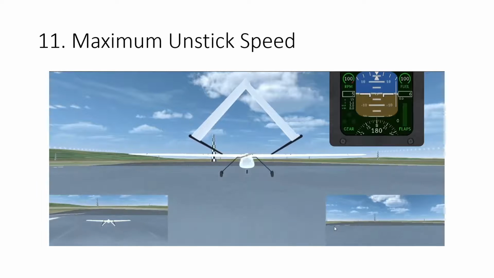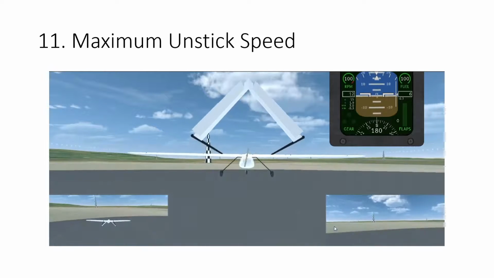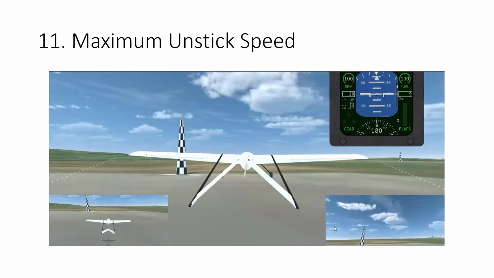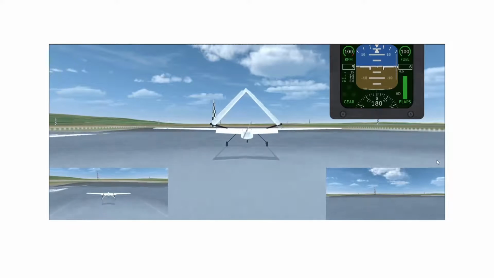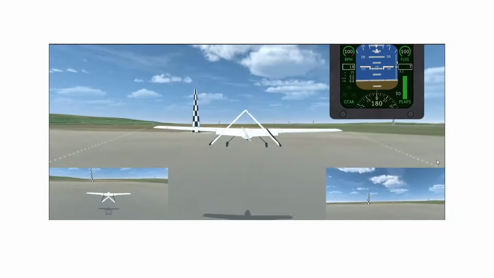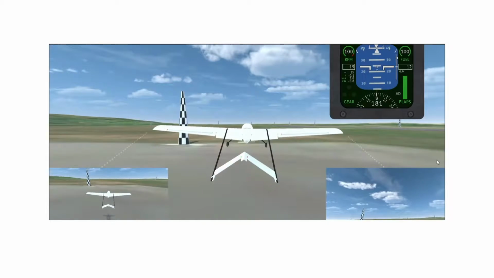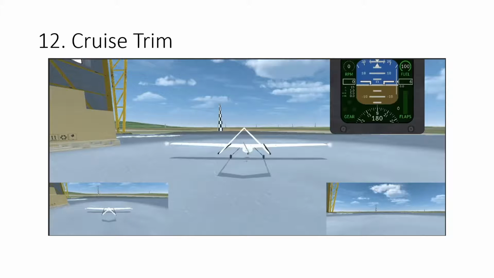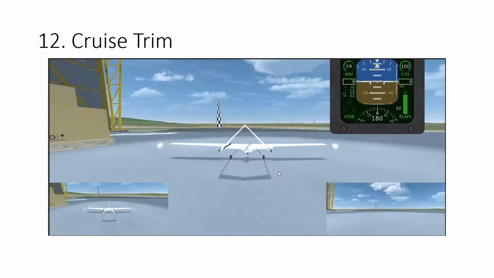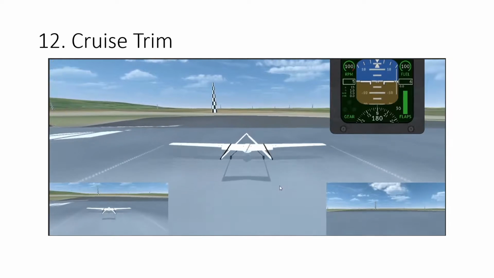The maximum unstick speed of the aircraft without flaps was approximately 16 meters per second, as you can see in the video. With the use of flaps, the number reduced to about 14 meters per second. At cruise speeds, the trim angle required was approximately 2 degrees.